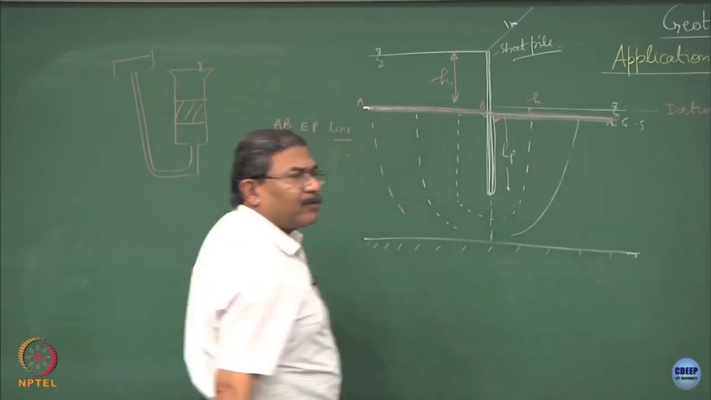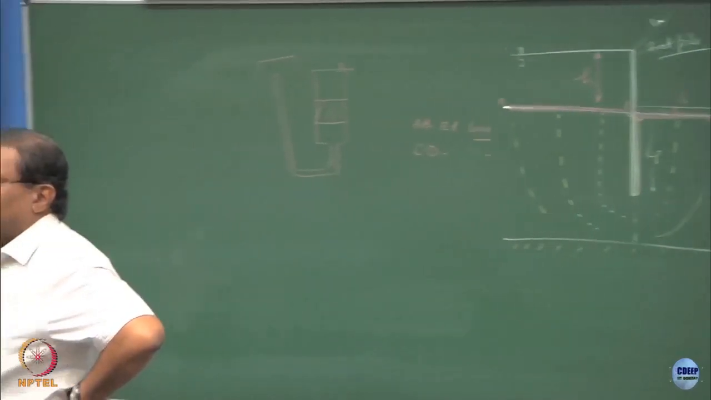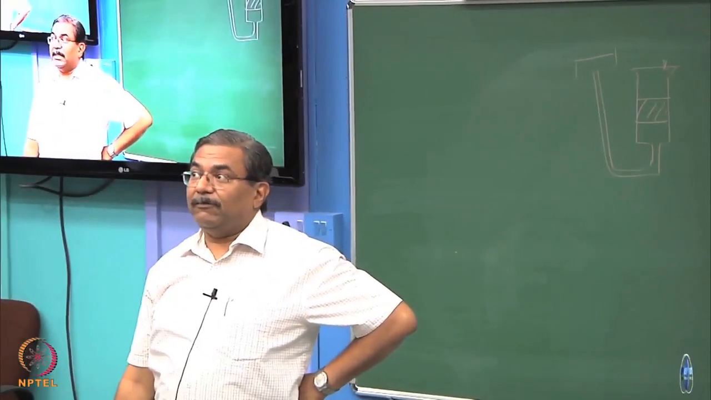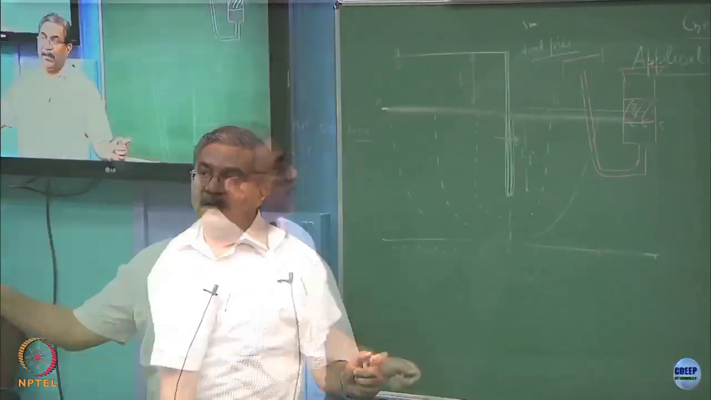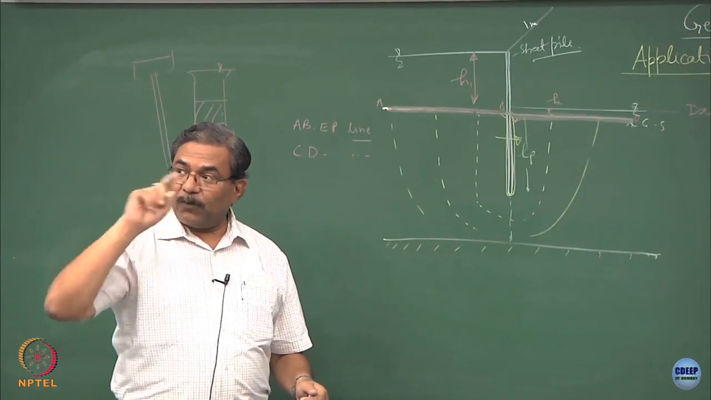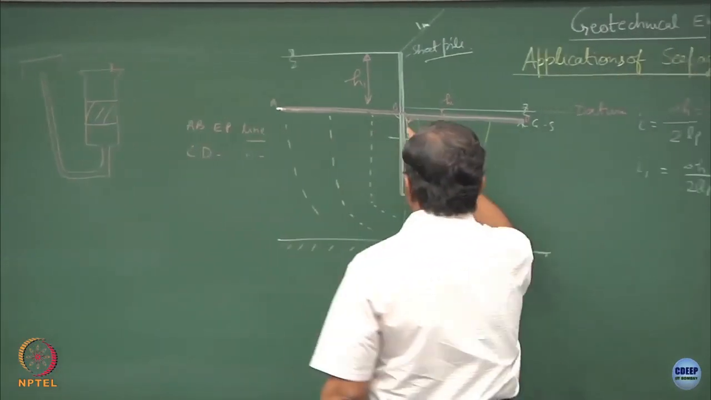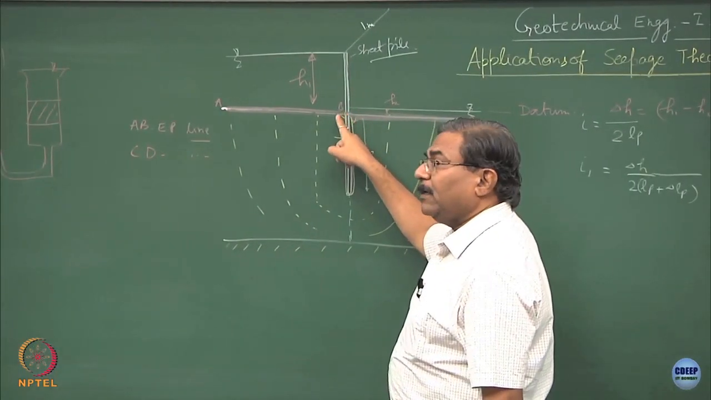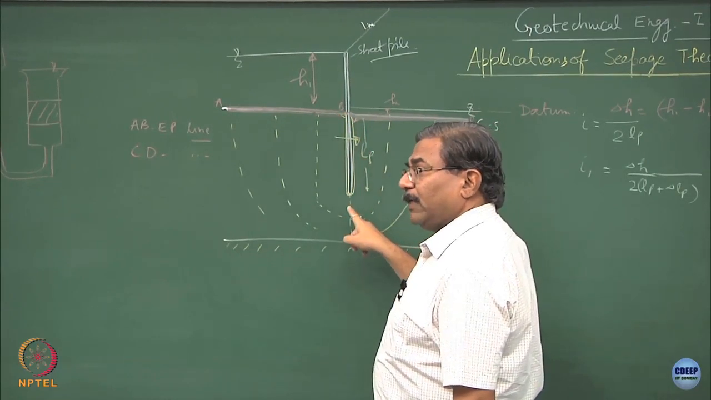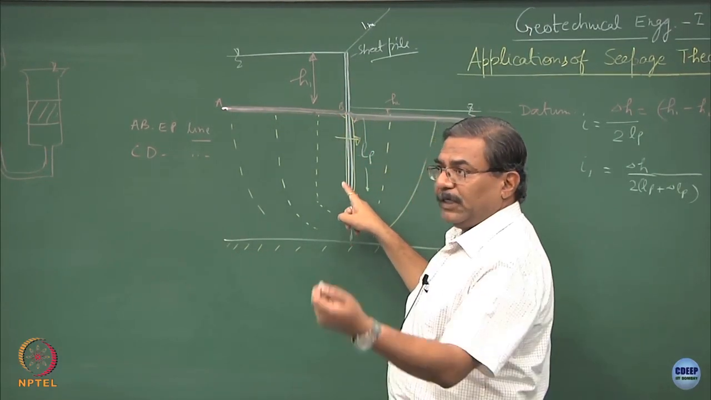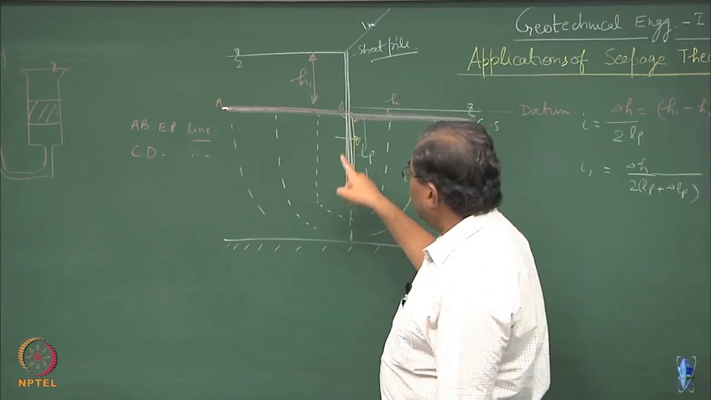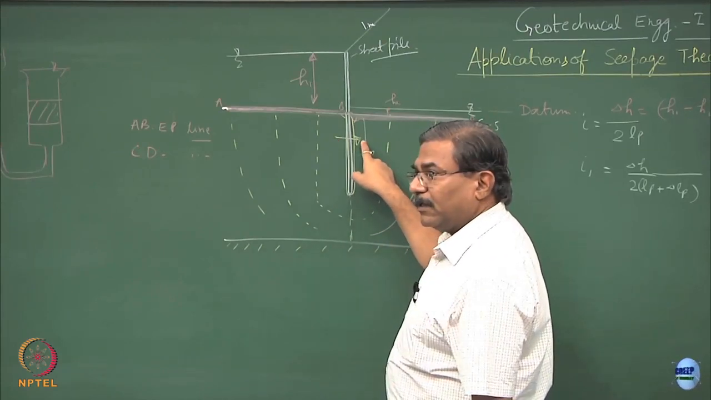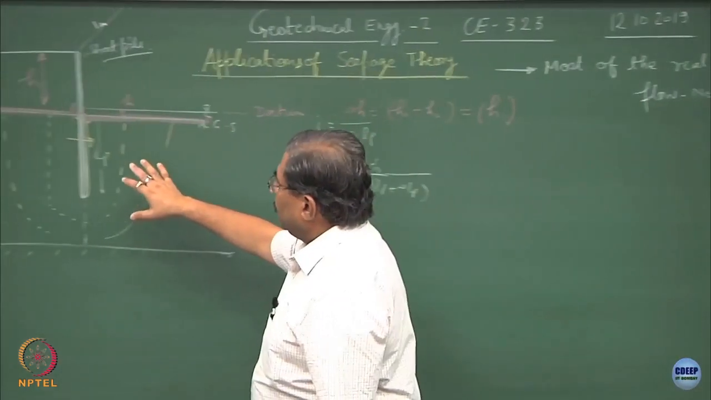What is the characteristic of the sheet pile? Is this pervious or impervious? The sheet pile itself is impervious, correct? So one more condition we are going to put over here is, by virtue of being an impervious element, be it steel, concrete or composites, no flow is going to take place across this line, clear? So is this part clear?